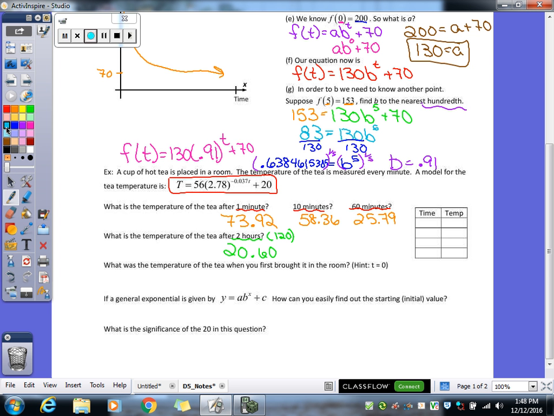All right, so next question. What was the temperature of the tea when you first brought it in the room? So when time was 0. 76.